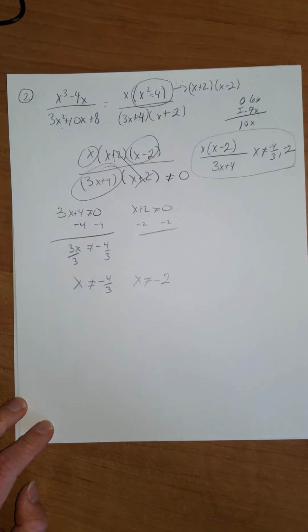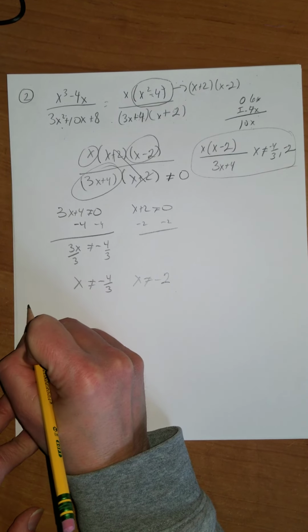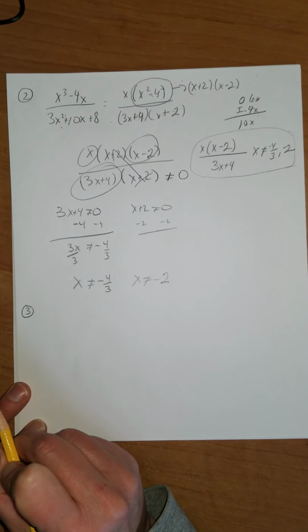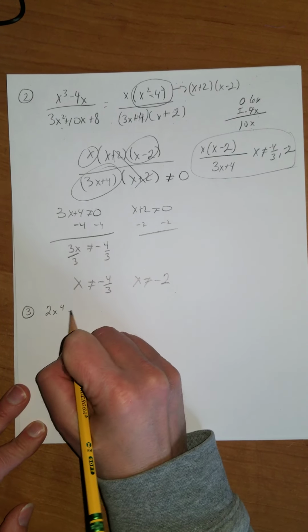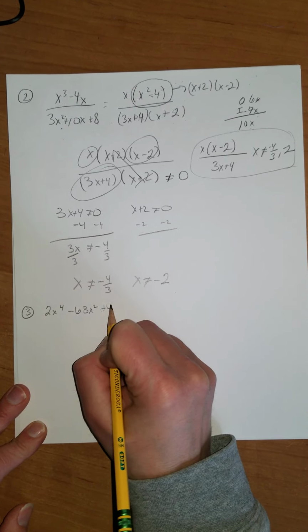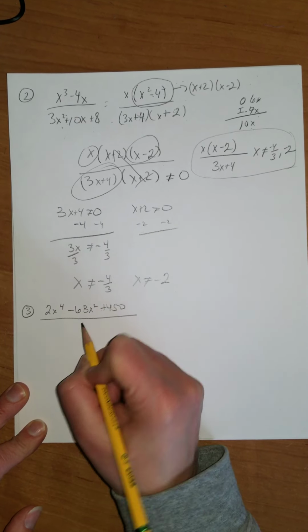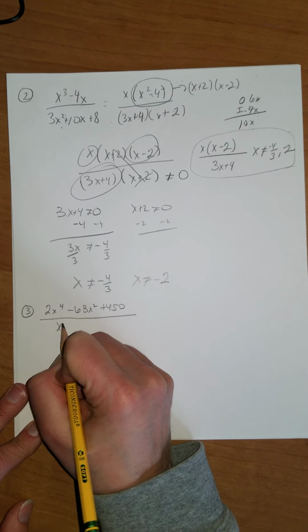Okay, there you go. All right, and then I'm going to get to my third one. I probably took up way too much room, but that's totally fine. Okay, third one is 2x to the fourth minus 68x squared plus 450 all over x squared plus 2x minus 3.